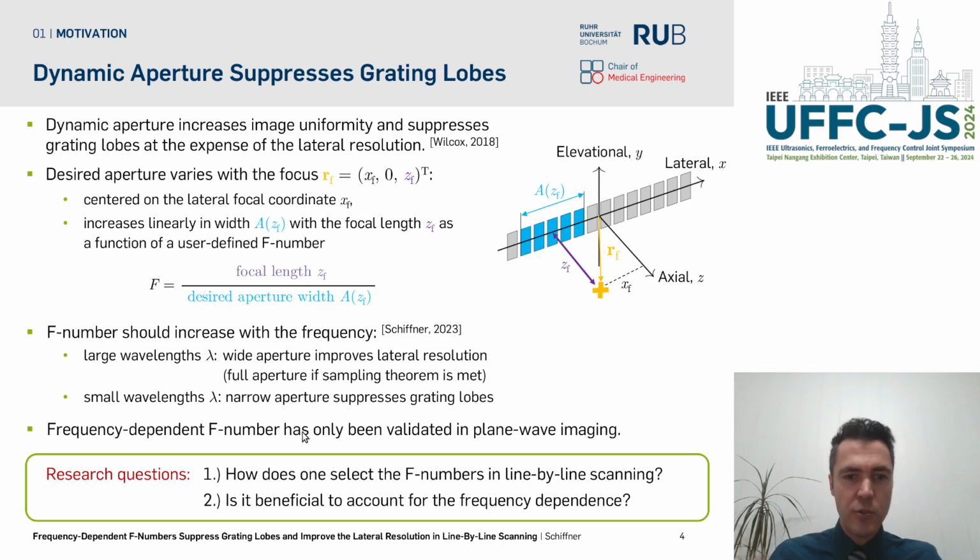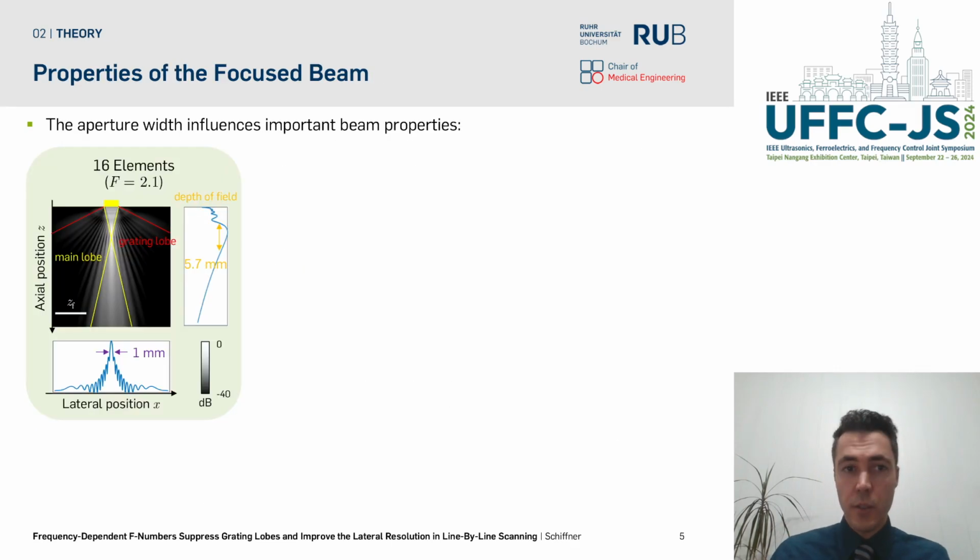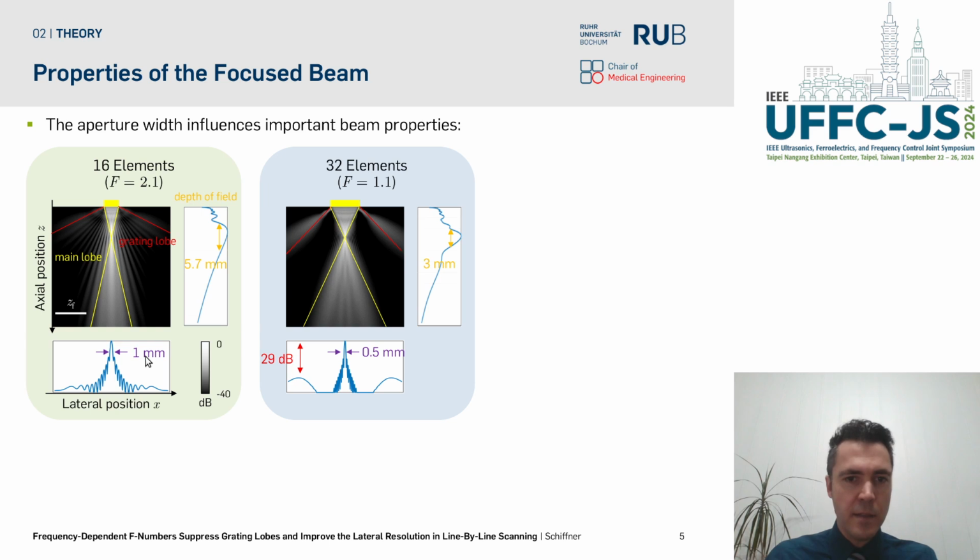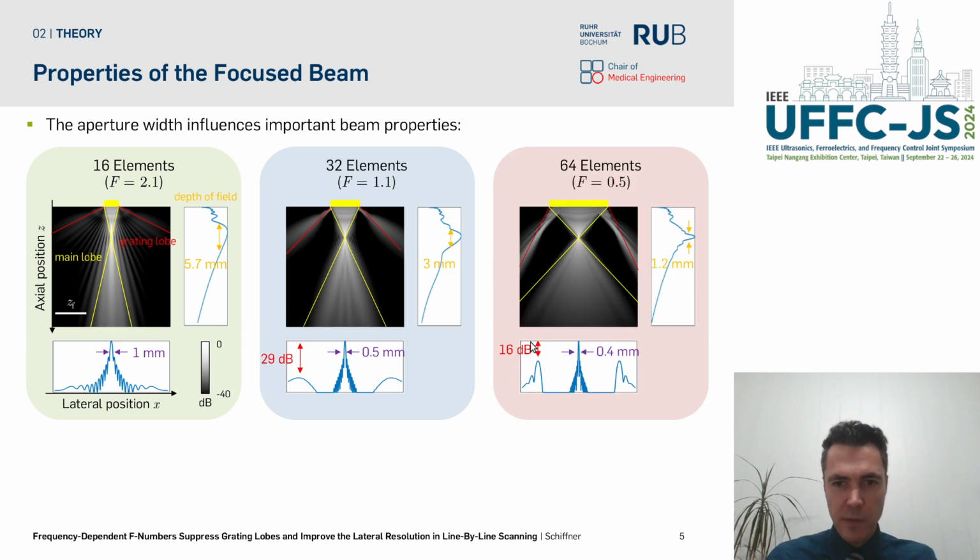So the research questions are: how does one select the f-numbers in line-by-line scanning? And is it beneficial to account for the frequency dependence? To answer both questions, the influence of the aperture width on important properties of the monofrequent focused beam were examined. These properties include the depth of field, the lateral full width at half maximum, and the grating lobe amplitudes.